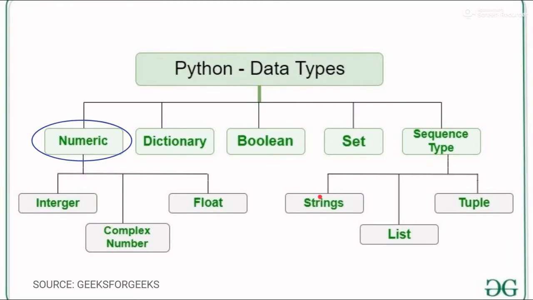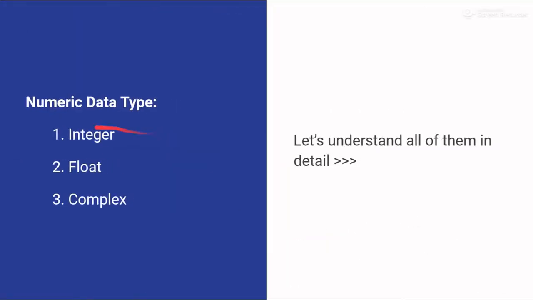So in the last session, we saw this classification chart, right? Where we came to know that Python data types are divided into 5 broad categories. First number, second dictionary, then boolean, then set, and then sequence. Now in this session, we will understand about numeric data type or numbers in detail. As the name suggests, numeric data type consists of numbers, but again, they are itself divided into integers, float, and complex. Let's understand all of them in detail.